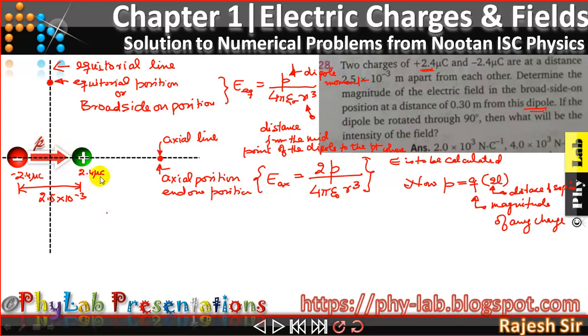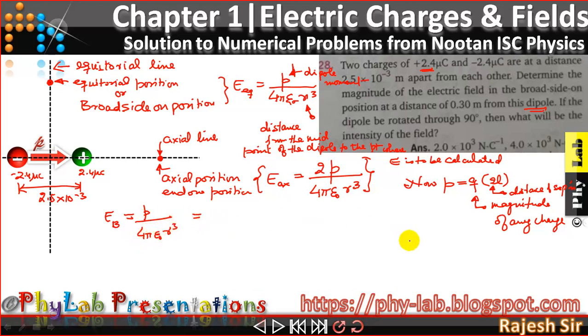Now the question asks us to find the magnitude of the electric field in the broadside on position. So what is the broadside on position? Broadside on position is also known as equatorial position, friends, and the formula is given over here. So let's proceed and solve it out. The electric field in the broadside on position, let me call it E_B, is equal to P upon 4 pi epsilon naught times r cube.